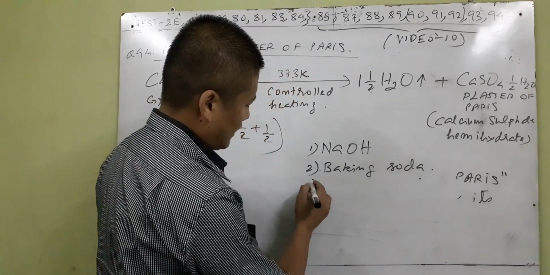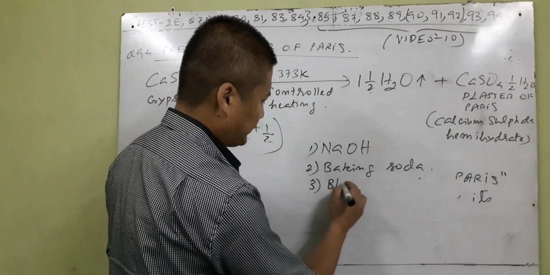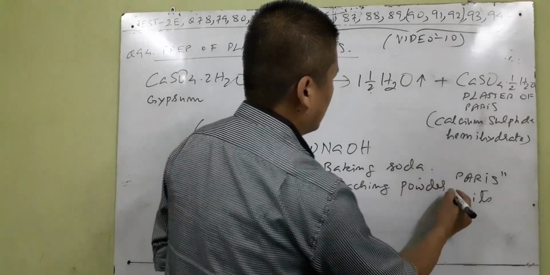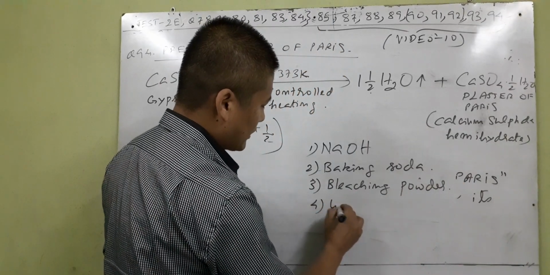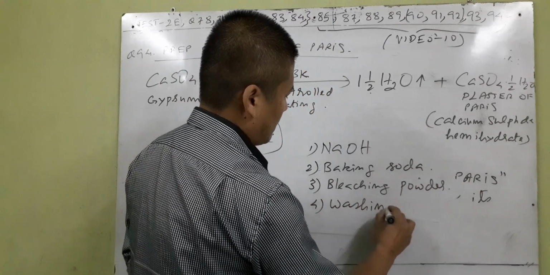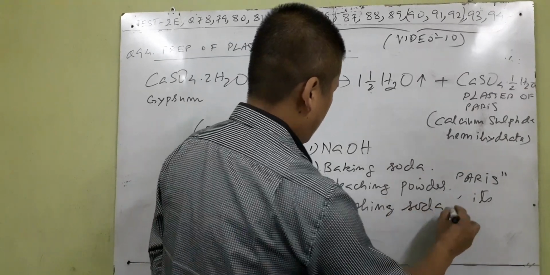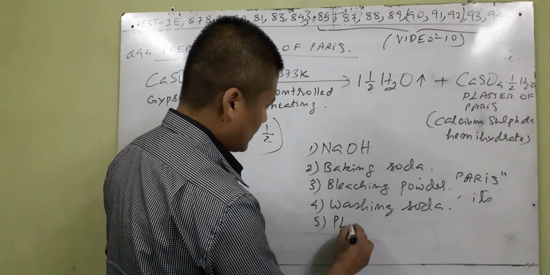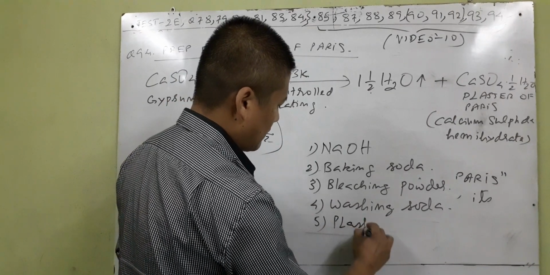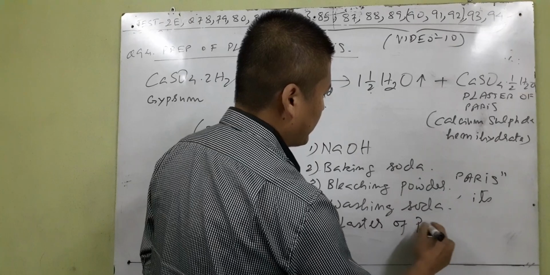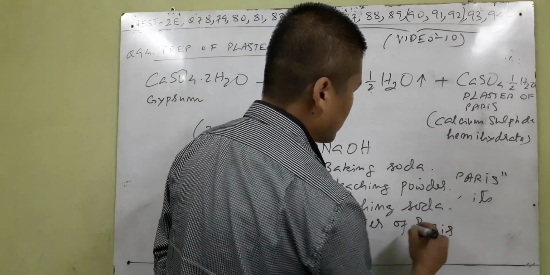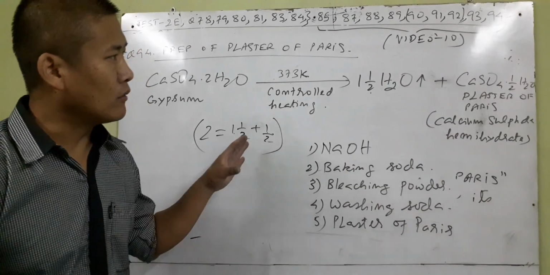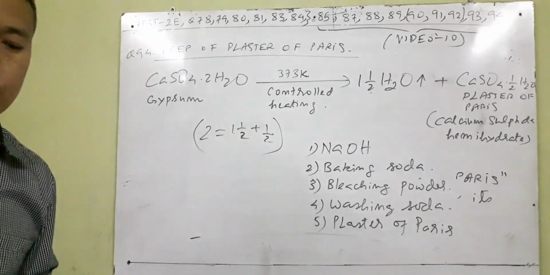Before washing soda, I think the third one was bleaching powder, used for bleaching clothes. Then we also learned about the washing soda. And then the fifth compound we learned so far is your important one, the plaster of Paris, used for casting broken bones and making statues even. Okay, so you can now go through it carefully and take your test.